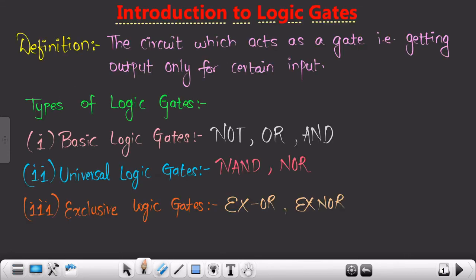That means by using NAND gate we can implement NOT gate, OR gate, AND gate, XOR gate and XNOR gate. So just by using NAND gates we can implement all of these, and the same goes with NOR. With these two gates we can design all the other gates, and that's why these two gates are known as universal logic gates. Now coming to the third, that is exclusive gates.